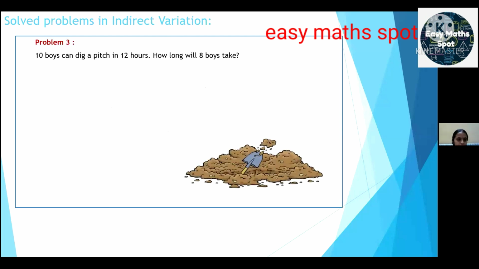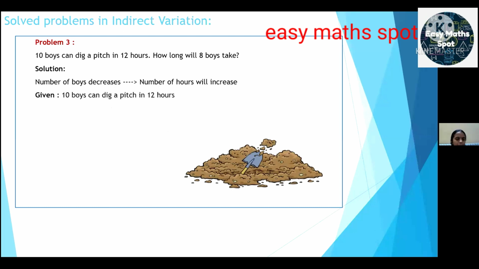Problem 3. 10 boys can dig a pit in 12 hours. How long will 8 boys take? Solution. Number of boys decreases and the number of hours will increase. Given 10 boys can dig a pit in 12 hours. Number of hours taken by one boy to dig the pit equals number of boys multiplied by number of hours, equal to 10 multiplied by 12.